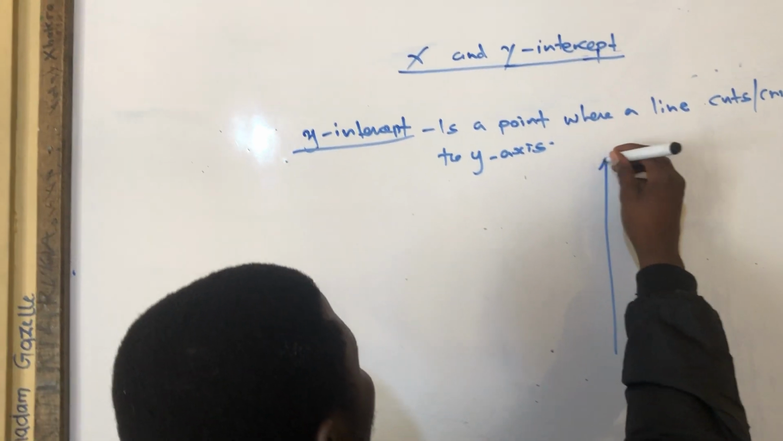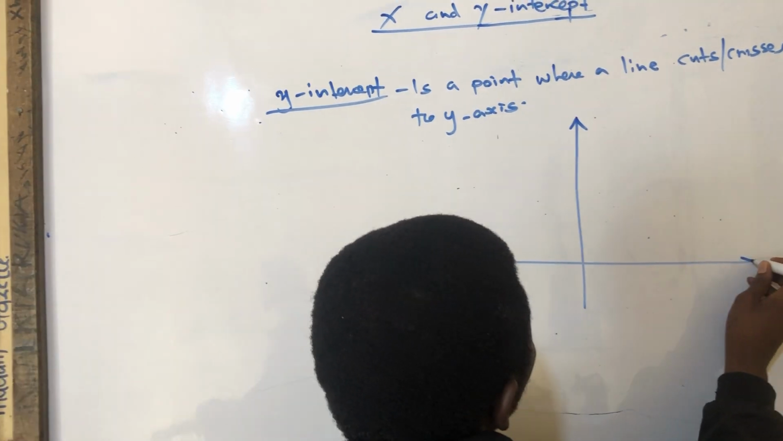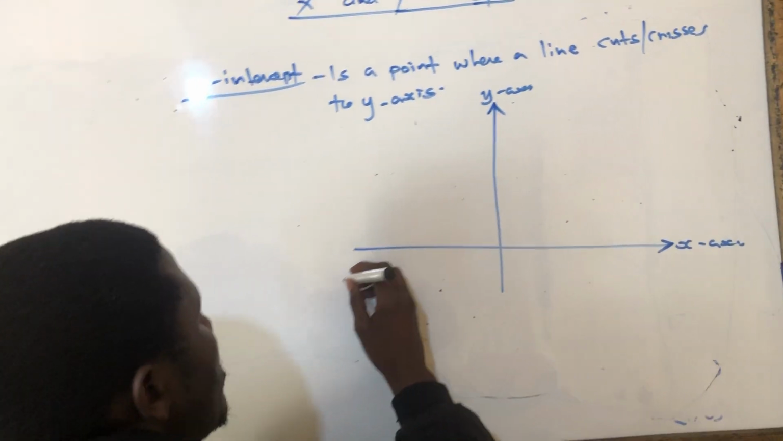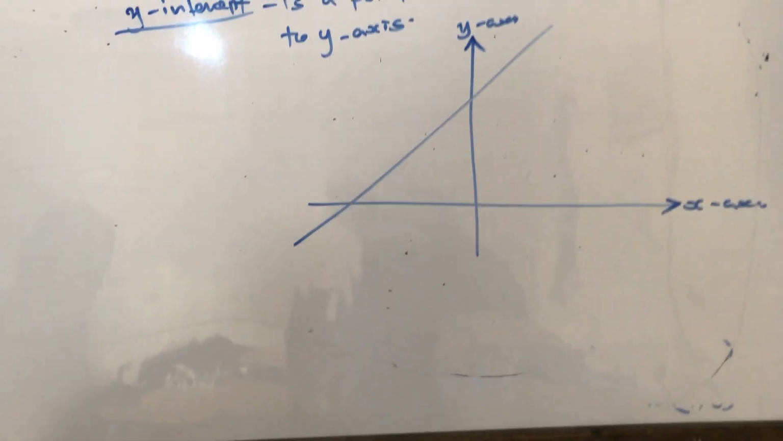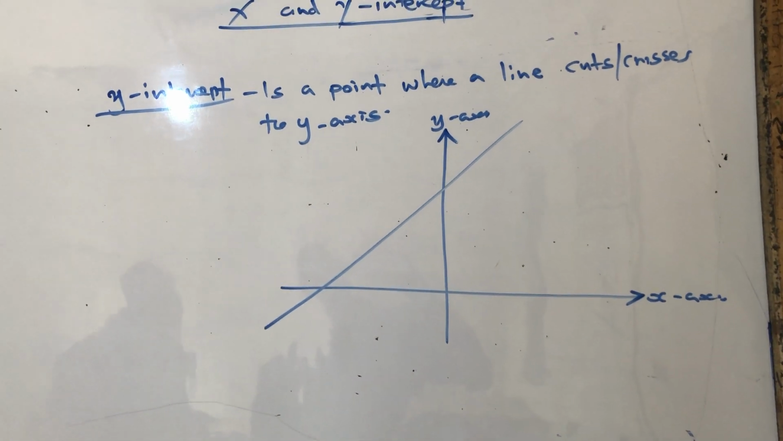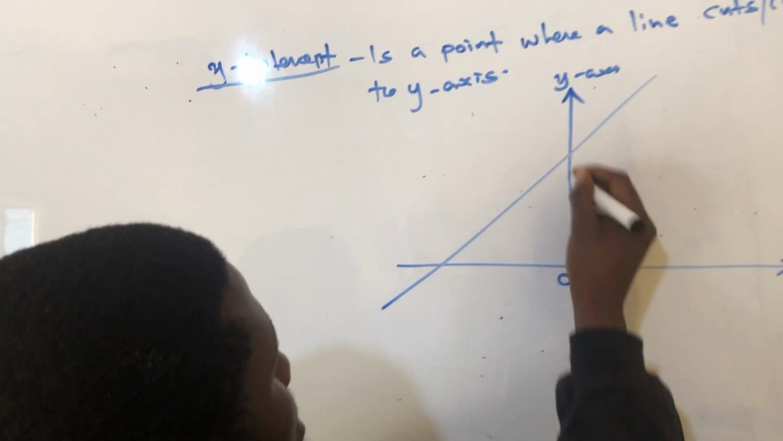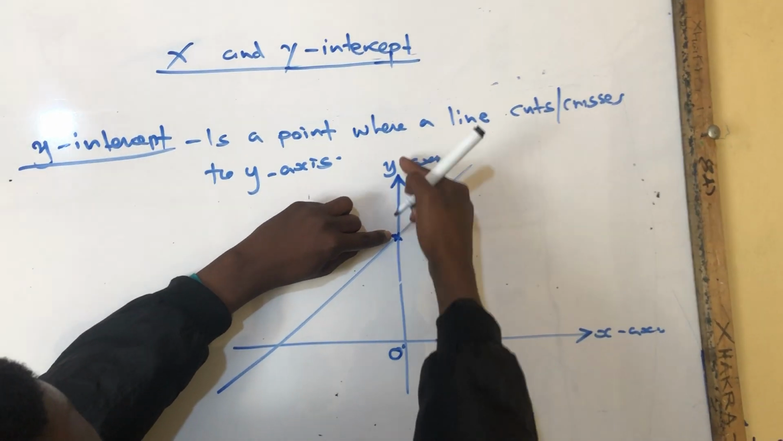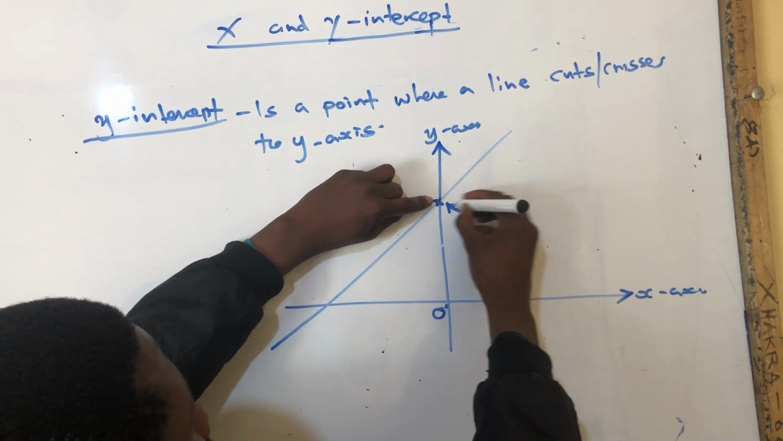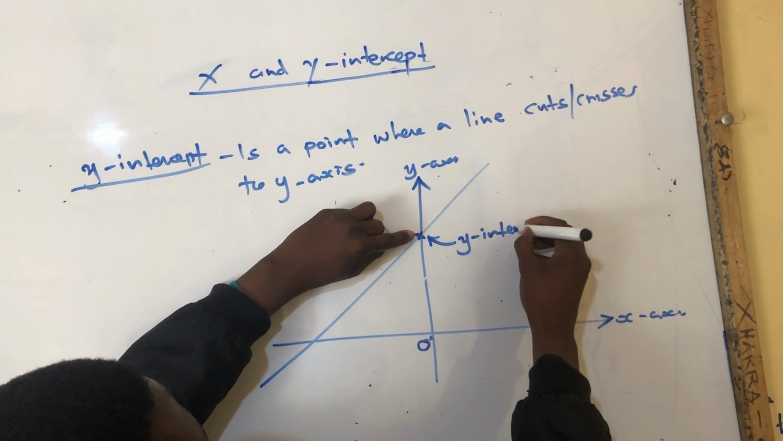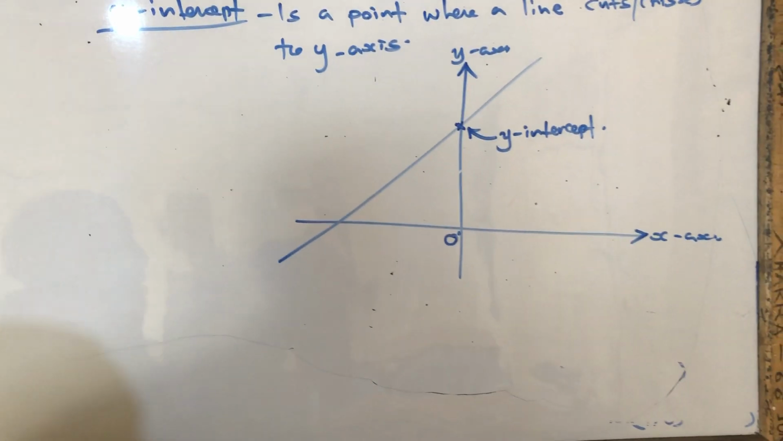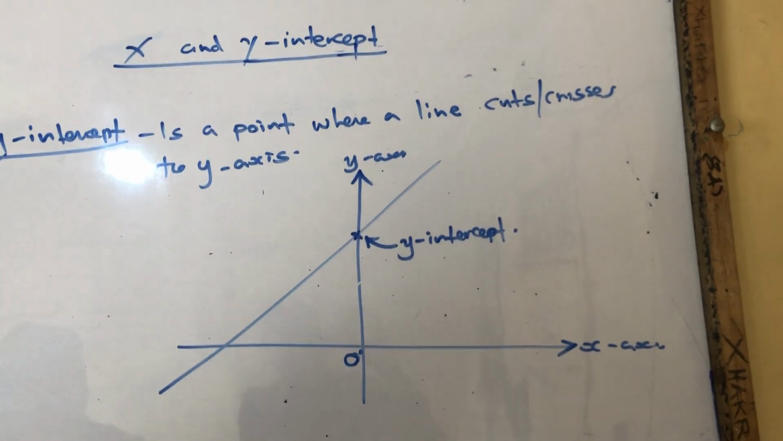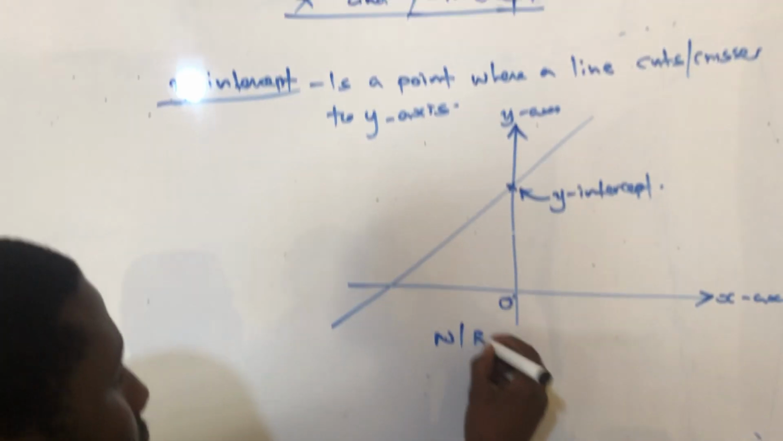Diagrammatically, what do I mean when I say the point where a line crosses the y-axis? Let's take this example for instance. This is our line. Which point are we referring to as the y-intercept? The y-intercept is this point where the line is crossing the y-axis. This is the point we refer to as the y-intercept. What do we need to know about the y-intercept?